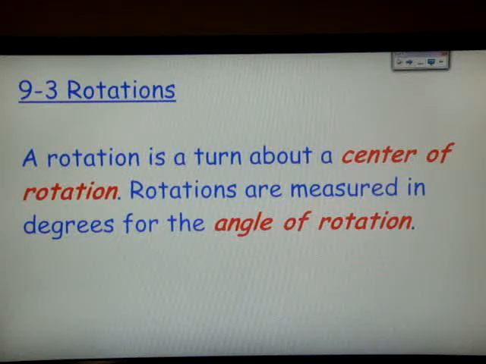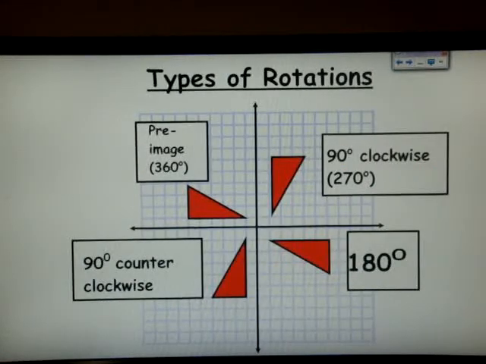Rotations are measured in degrees for the angle of rotation. There are actually lots of degrees that we will see later on when we get to trigonometry, but for right now, there's really 4 that we would possibly have. Over here in quadrant 2, I have my pre-image, and it's the same as if I had a 360-degree rotation. It would end up in the same spot.